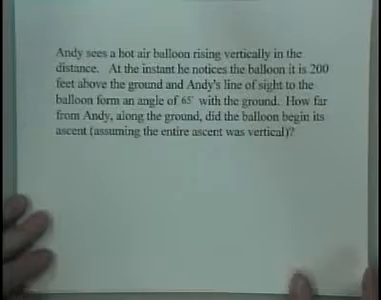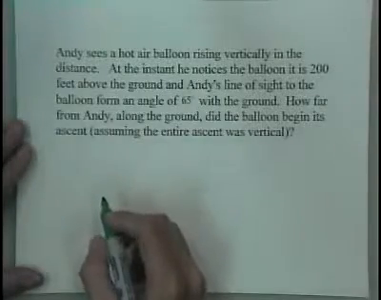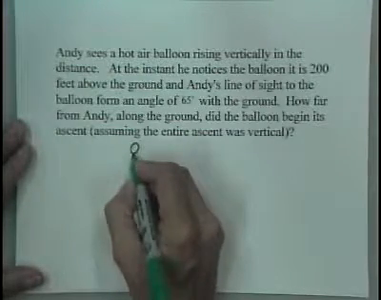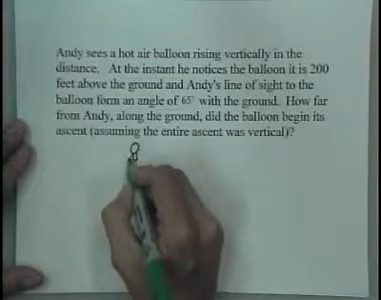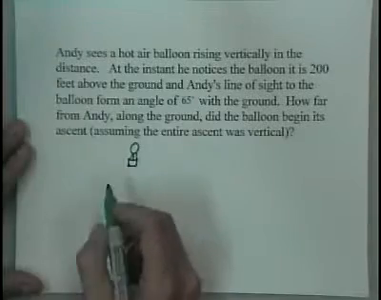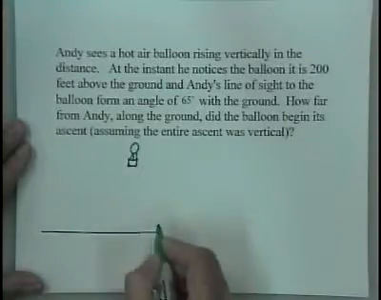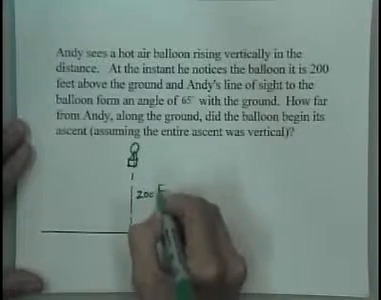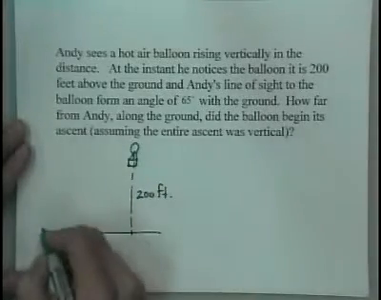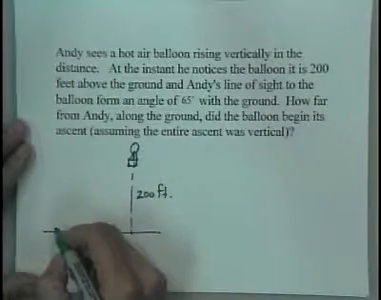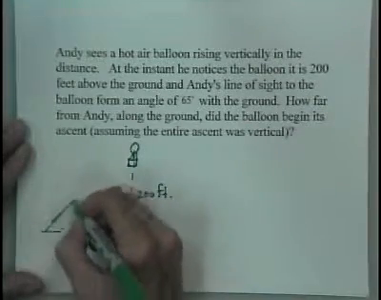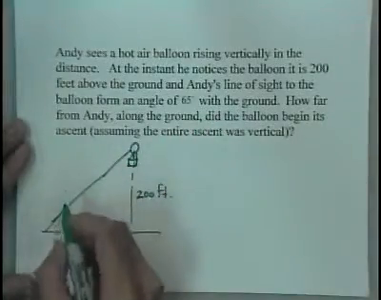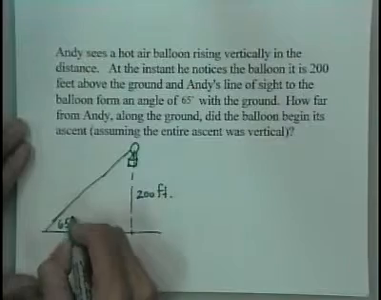Well, again, let's draw a picture to set up this problem. We have a hot air balloon. Here's my balloon with a basket. There's my hot air balloon. The hot air balloon, and here's the ground, is, at the time it's noticed, 200 feet above the ground. And here's Andy looking up at the hot air balloon, and we're told that his line of sight to the balloon forms a 65-degree angle with the ground.